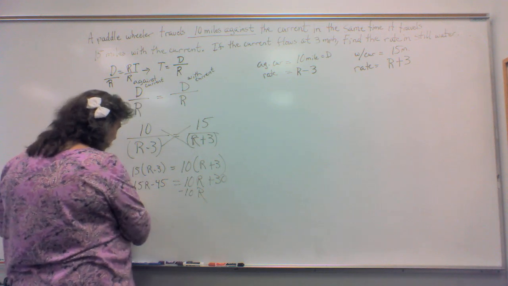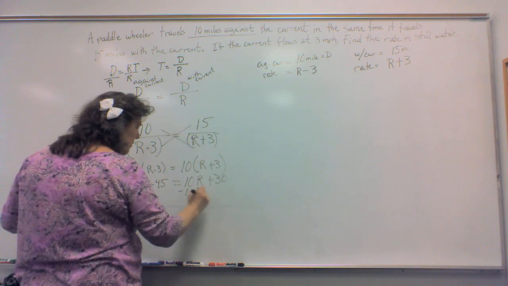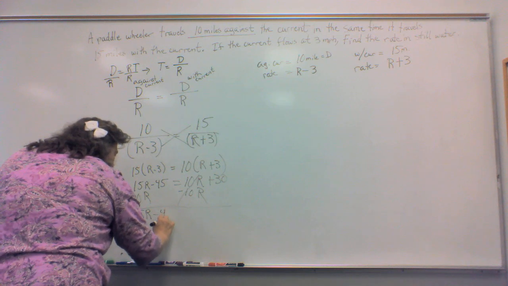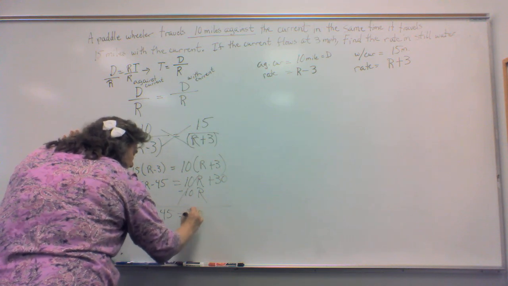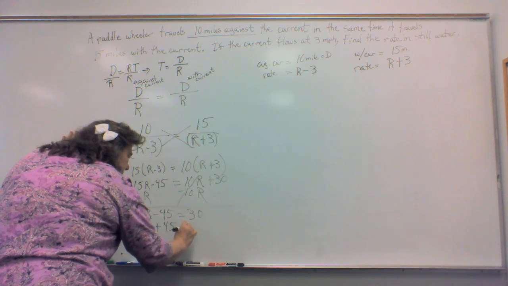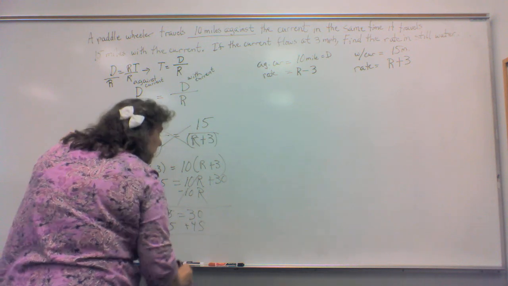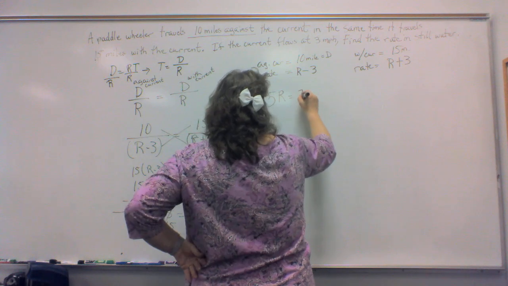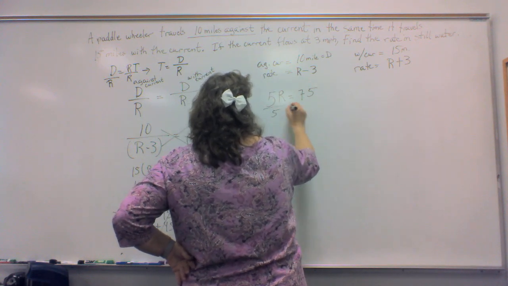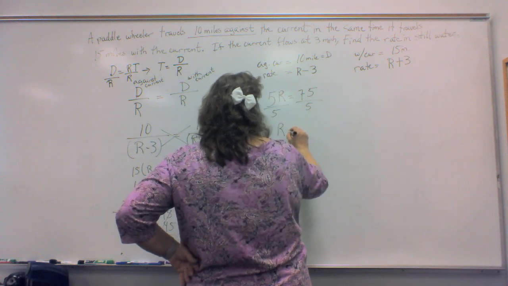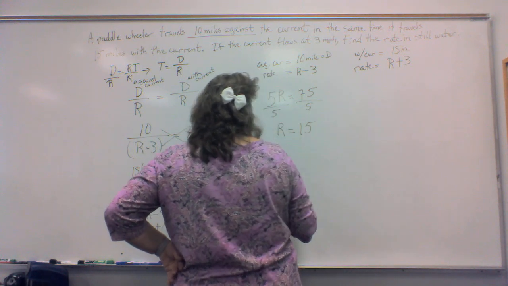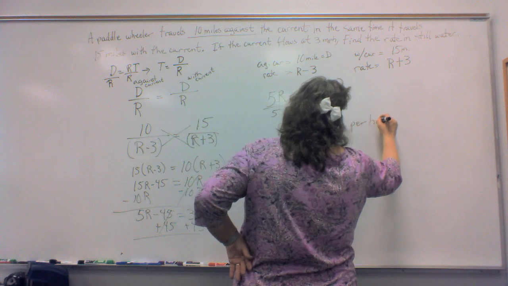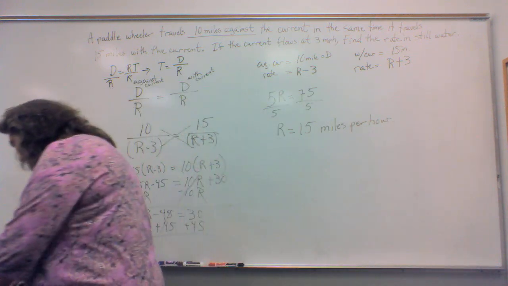Subtract 10r from both sides, and you end up with 5r minus 45 is equal to 30. Add your 45 to both sides, and we end up with 5r is equal to 75. Divide by 5, and r is equal to 15. So this is going to be 15 miles per hour. And this is the rate of the boat in still water.